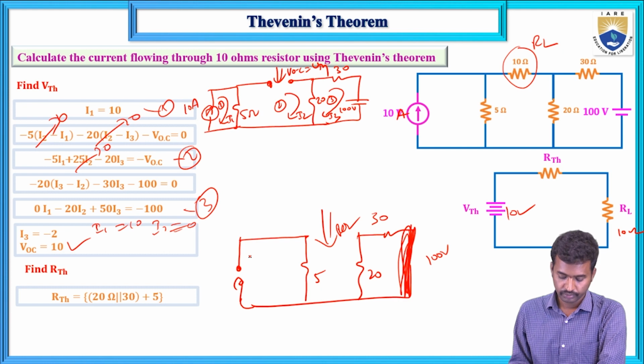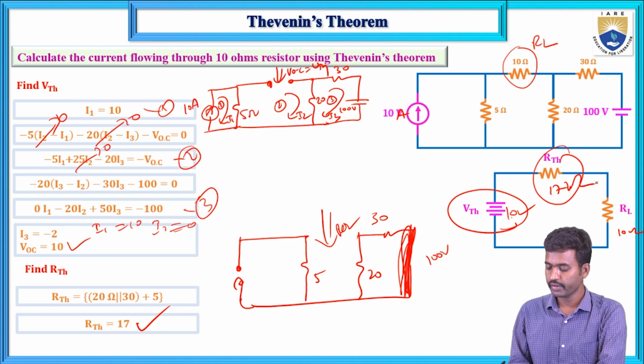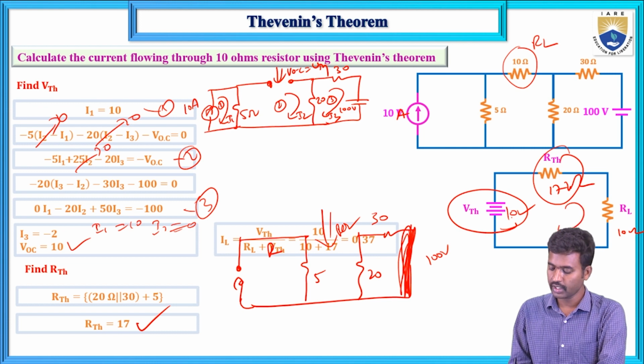That value is 17. So Thevenin's voltage is 10 volts and this RTH is 17 ohms. Now IL equals this.